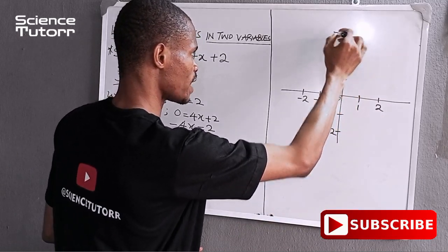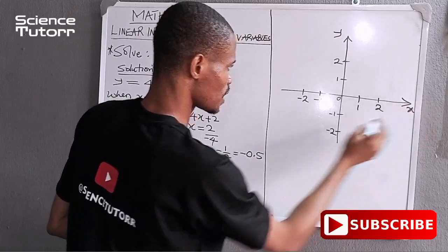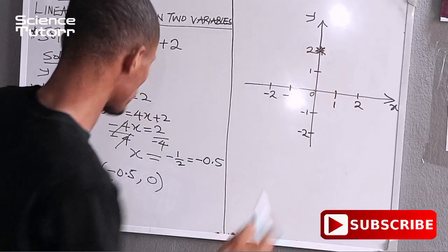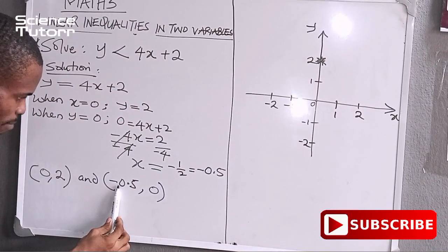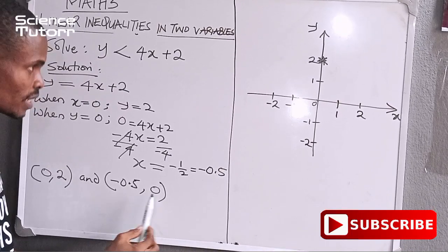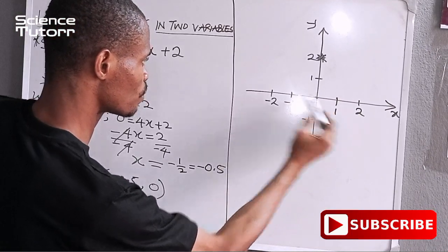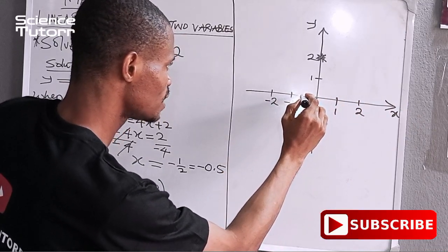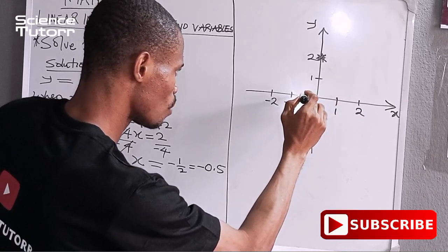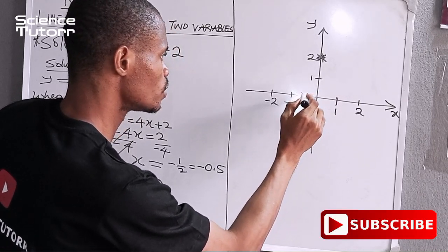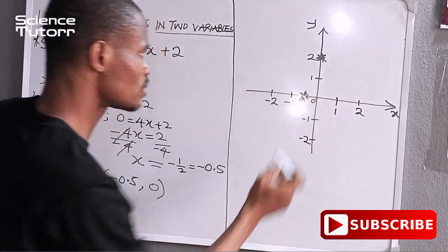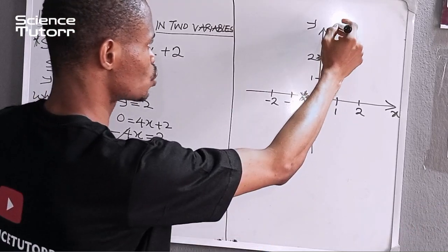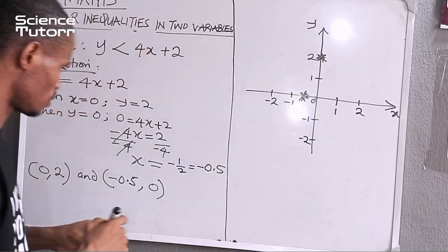Remember, this is the y-axis, this is the x-axis. So when x is 0, y is 2. So I'm going to make a mark up here. When x is minus 0.5, y is 0. On the x-axis, we have minus 1, so minus 0.5 is on this side. y is on the 0 line. So these are my points. You can see the 2 points. So I'm going to attach a straight line through it.